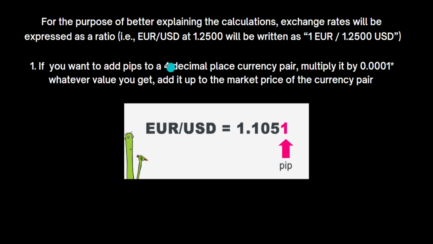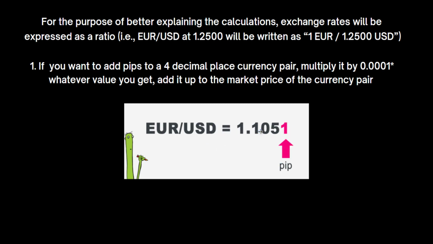The next one is actually where we can see what that means. For the purpose of better explaining the calculations, exchange will be expressed as a ratio. That means 1 euro is equivalent to this. That is what I actually showed you. 1 euro is equivalent to 1.1051, and that is the pip.